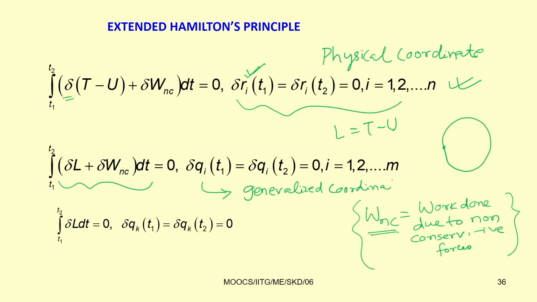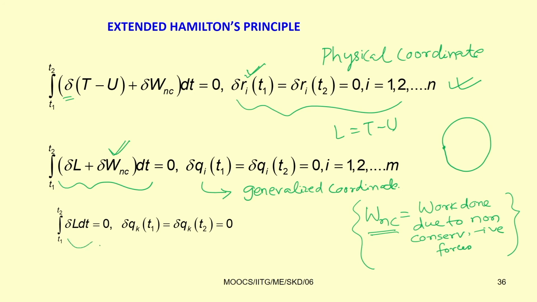Okay. So, by using this generalized coordinate q, you can find the equation of motion. If there is no non-conservative force, that is delta W_NC equal to 0, then this equation reduces to this: integral T1 to T2 of delta L dt equal to 0, with q_k at T1 equal to q_k at T2 equal to 0.